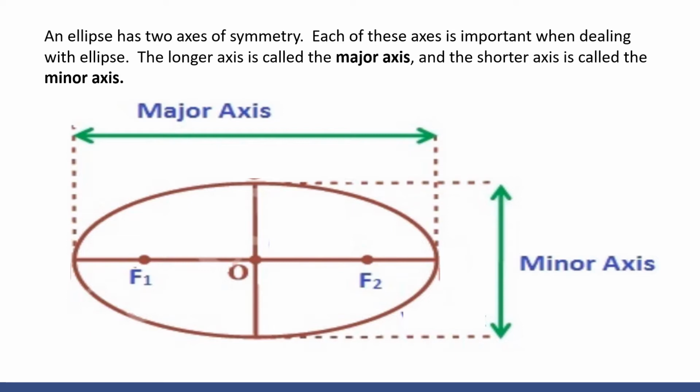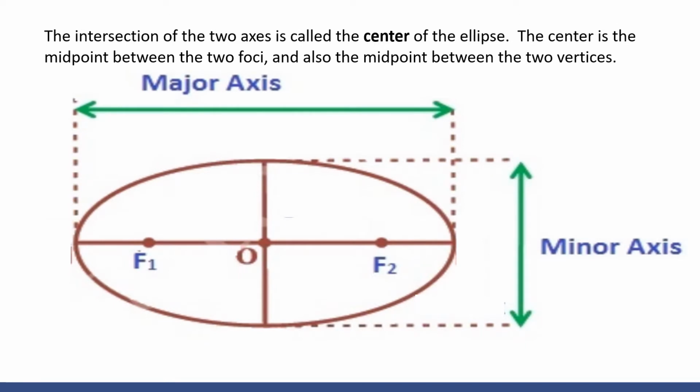Well, later on, malalaman nyo that the major axis is horizontal if the greater denominator is in the x squared term, and it is vertical if it is in the y squared term. The intersection of the two axes is called the center of the ellipse. The center is the midpoint between the two foci and also the midpoint between the two vertices.